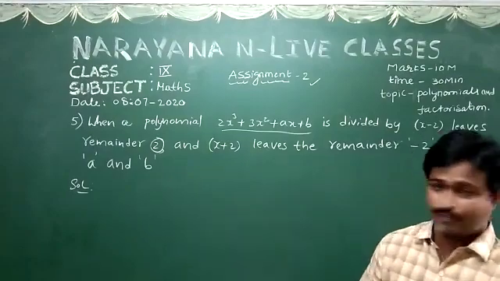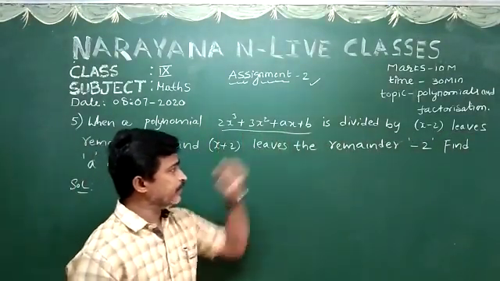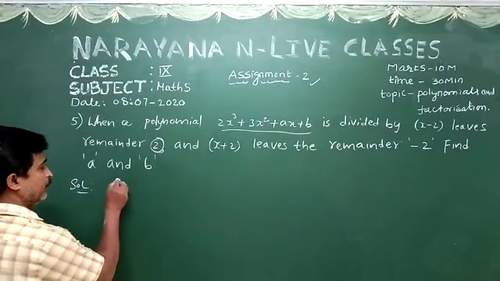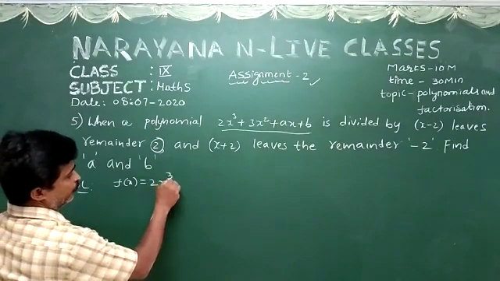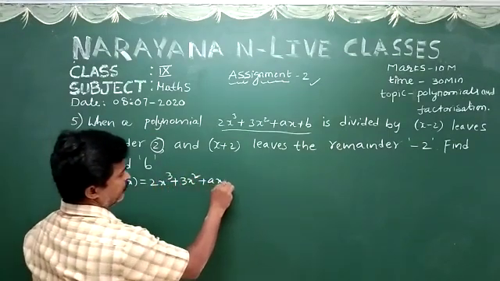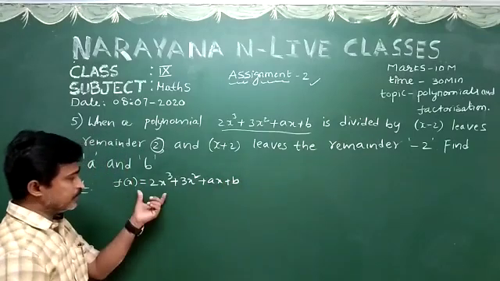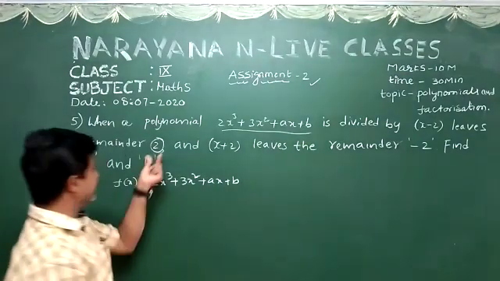Okay, coming to question number 5. When a polynomial 2x cube plus 3x square plus ax plus b, I take the polynomial as f of x. f of x is equal to 2x cube plus 3x square plus ax plus b. This is the given polynomial. This polynomial divided by x minus 2 leaves remainder 2.